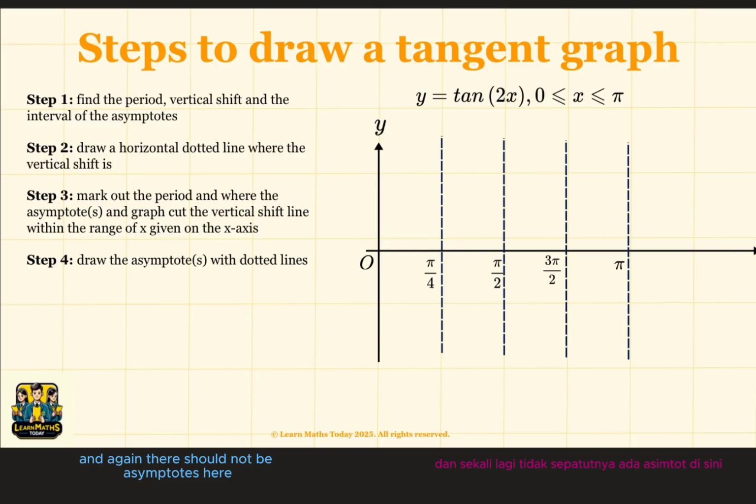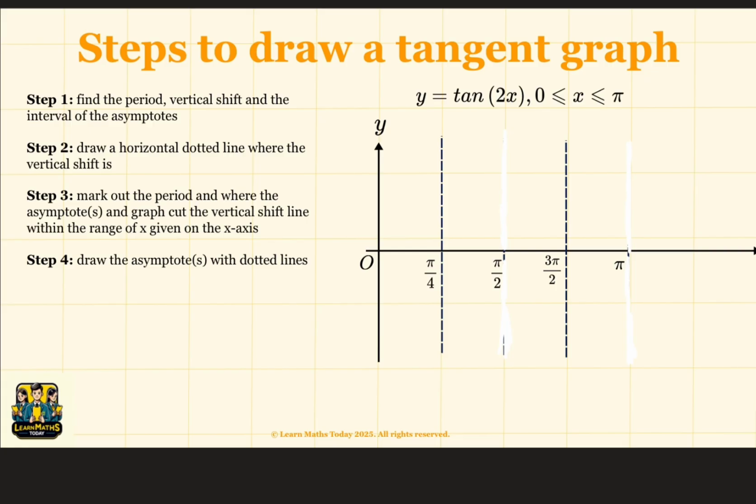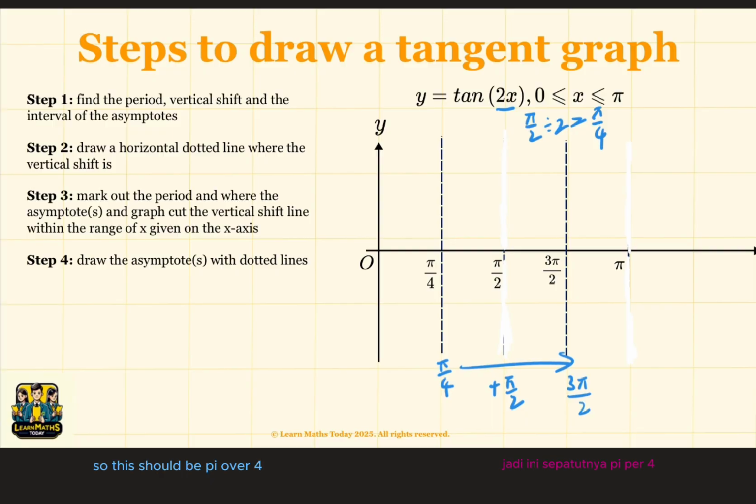Again, there should not be asymptotes here. Should not have asymptotes here. Only here and here. In this case, this is just the same question. So your period is pi over 2. Your first asymptote is at this divided by 2, which is pi over 4. Right here, pi over 4. And then pi over 4 plus 1 period, so plus pi over 2, to get 3 pi over 4. So this should be pi over 4, 3 pi over 4.